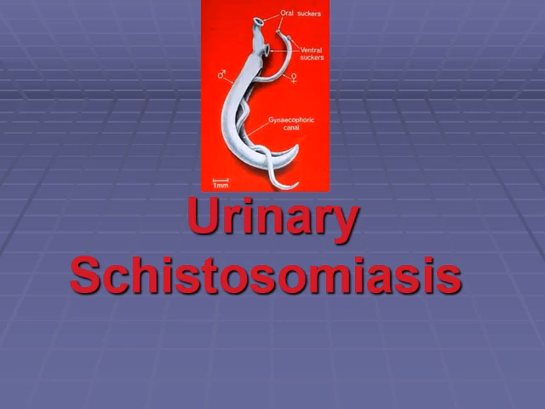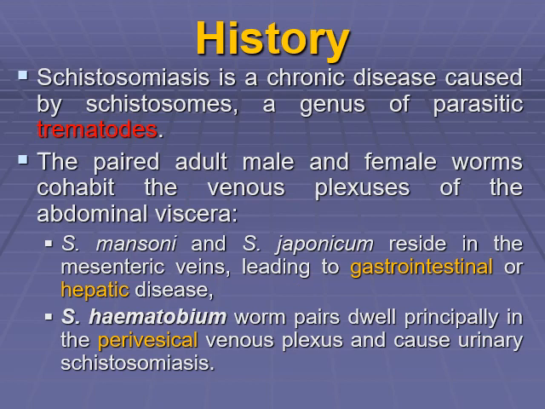That's all about the tuberculosis, and now we'll start with urinary bilharziasis. Schistosomiasis is a chronic disease caused by schistosomes, a genus of parasitic trematodes. The adult male and female worms cohabitate in the venous plexus of the abdominal viscera. Schistosoma mansoni and japonicum are present in the mesenteric veins, leading to gastrointestinal or hepatic disease. Schistosoma haematobium worms are present in the perivesical venous plexus and cause urinary schistosomiasis.